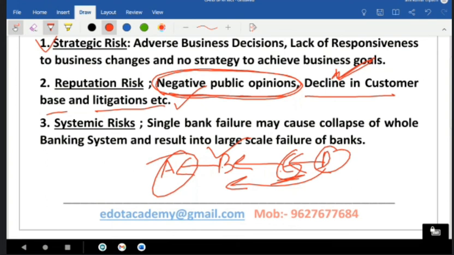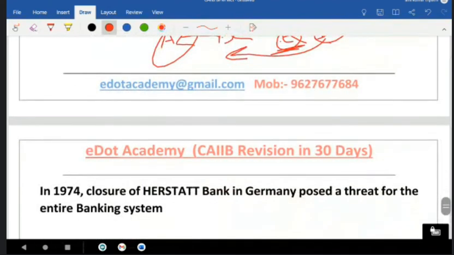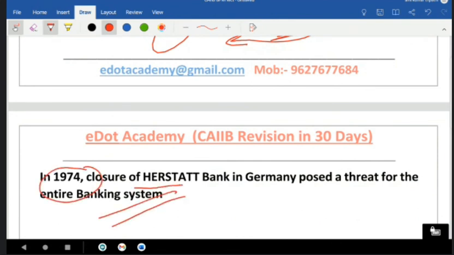Okay, this is also called ripple effect. So ripple effect means systemic risk. So they are dependent on each other. It's called systemic risk. Okay, so we can see the example of the closure of Herstatt Bank in Germany in 1974. It was an eye opener for the entire banking system. Okay, so people started thinking, okay, this systemic risk is very risky for the economy of the whole country.